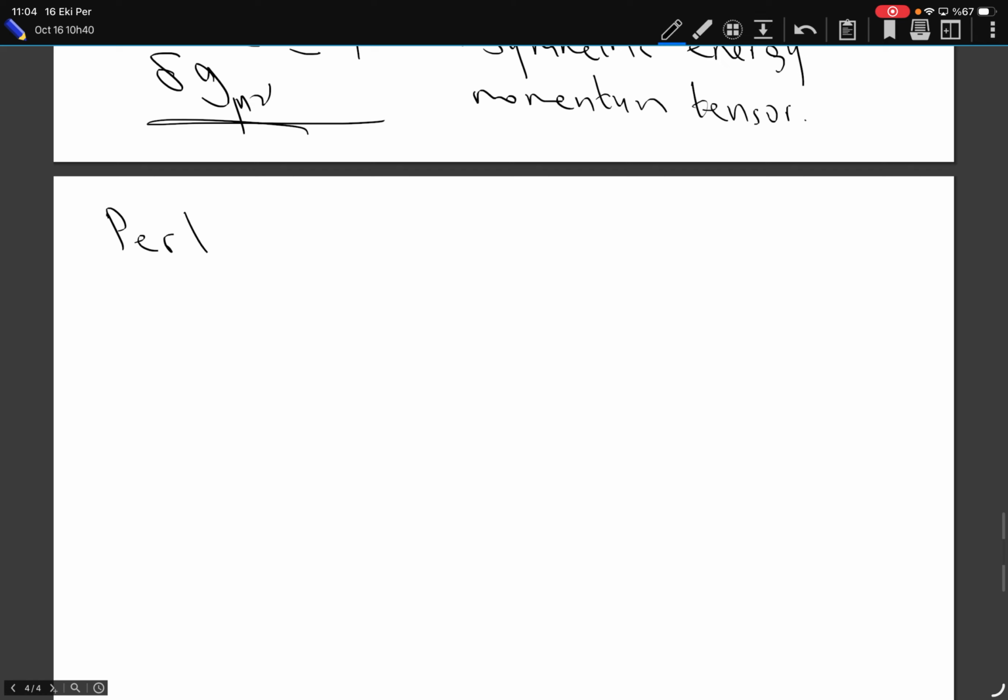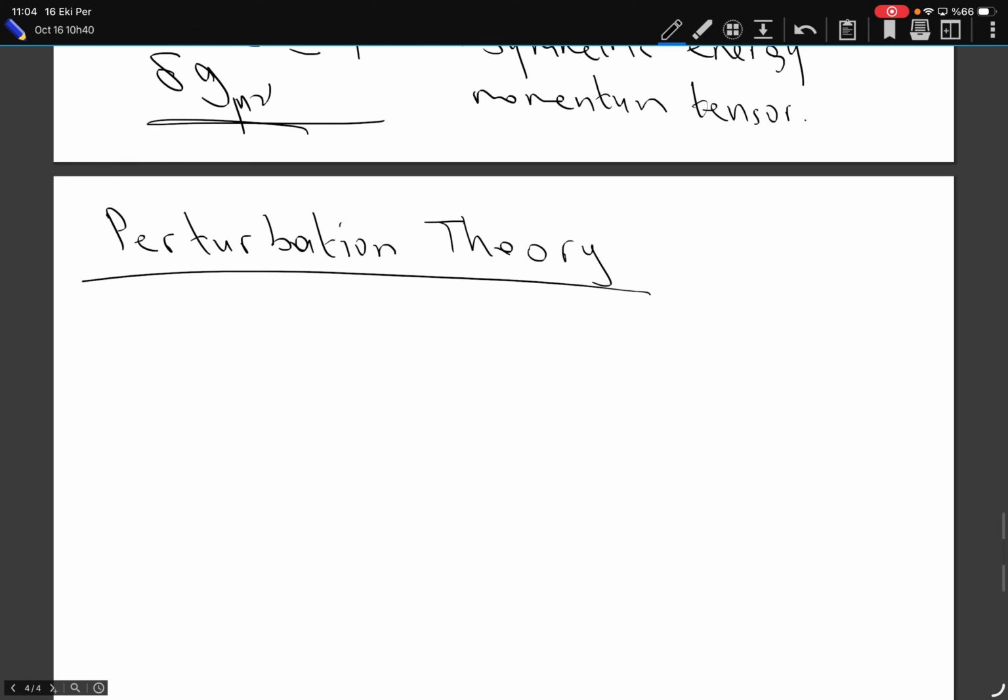So let's start with perturbation theory. In Schwartz, it's called the old-fashioned perturbation theory.